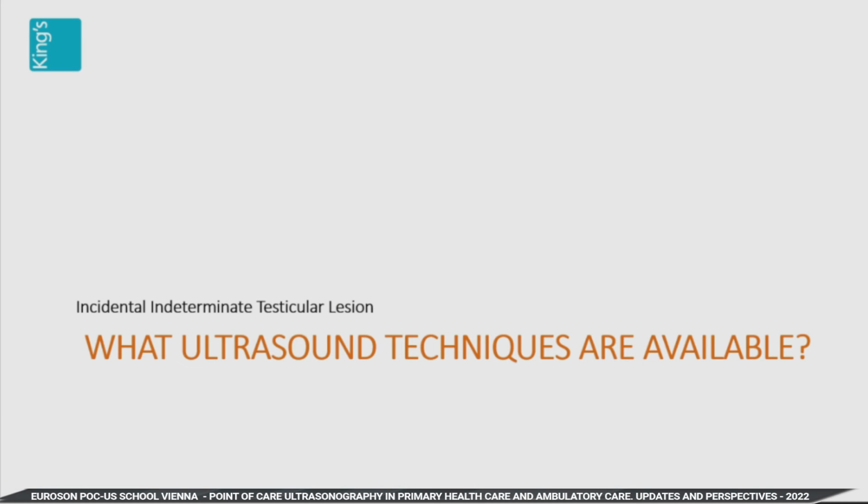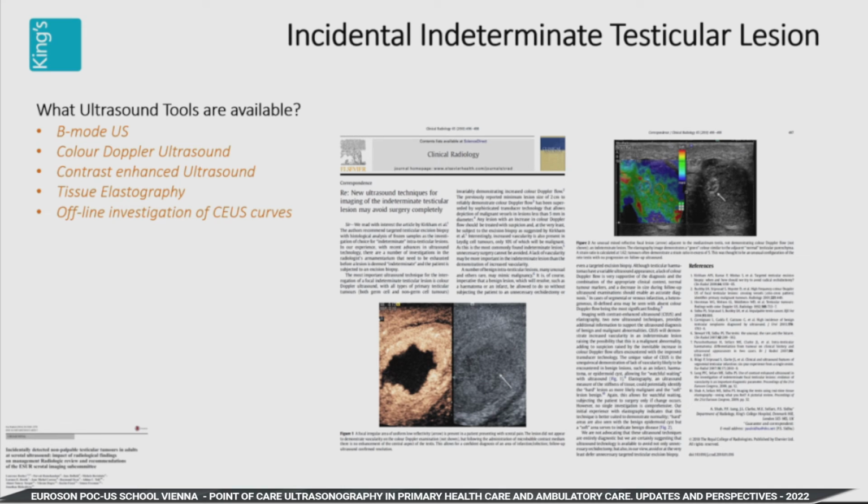So what techniques have we got now? Well, we've got all those techniques that I've mentioned before, and this was stimulated a number of years ago, where there was a paper in Clinical Radiology, which is a journal in the United Kingdom, which looked at indeterminate lesions, but made no mention of parametric ultrasound imaging.